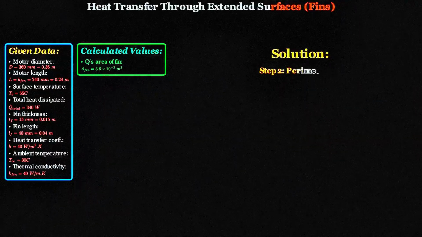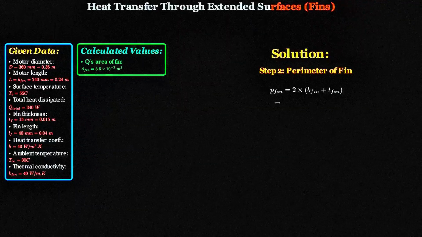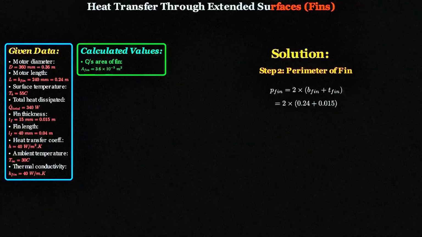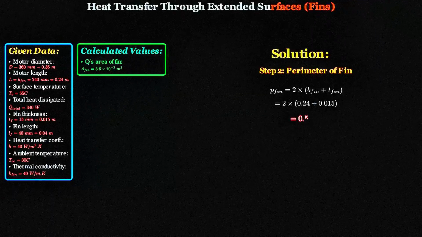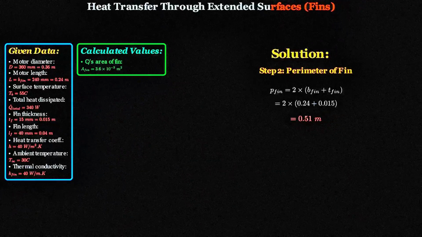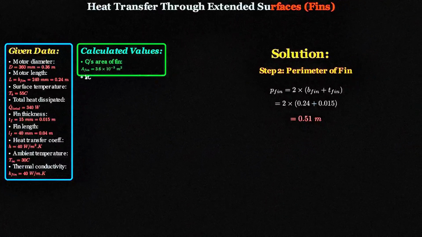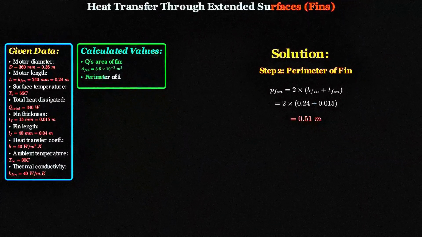Step 2. Calculate the perimeter of the fin. The perimeter P sub fin equals 2 times the quantity B sub fin plus T sub fin. Substituting, 2 times the quantity 0.24 plus 0.015. This equals 2 times 0.255, which gives us 0.51 meters. The perimeter is added to our calculated values.